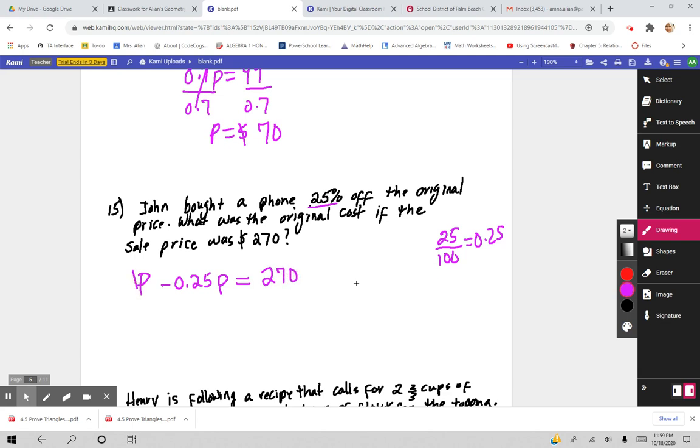That's 1p, so 1p minus 0.25p, that's 0.75p, equals 270. Divide that by 0.75 to get p by itself, and the price will be 270 divided by 0.75, which is $360, the original price.